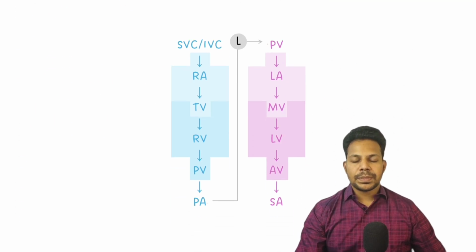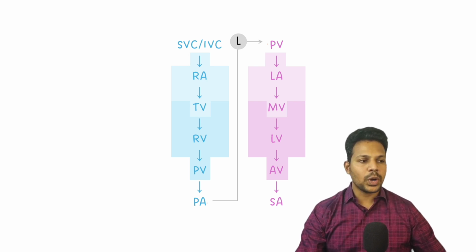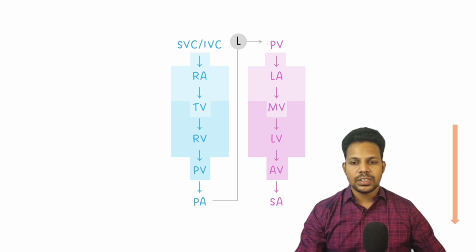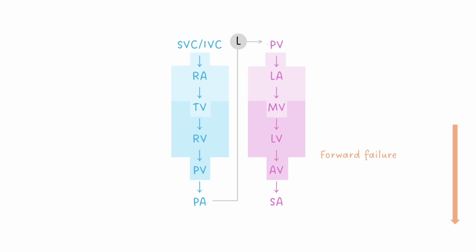Now, if you have watched my previous videos, you are already aware of this circuit. What happens in forward failure and what happens in backward failure of the left and right hearts, we'll see in detail. So if you talk about the forward failure of the left heart, suppose the left ventricle is not functioning properly, it is not able to pump the blood forward. What will happen? The cardiac output will be reduced, the blood pressure will be reduced, and the patient will have syncope and fatigue.